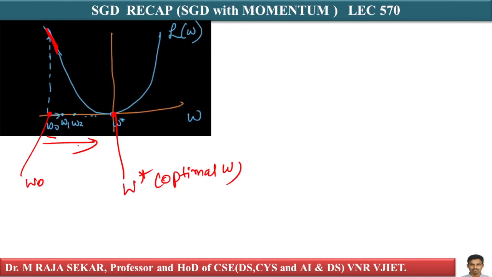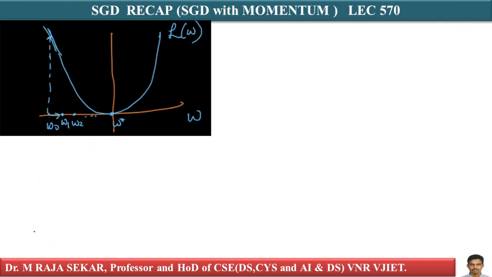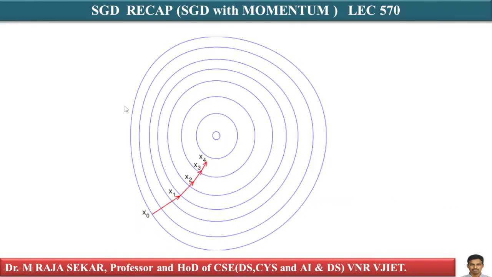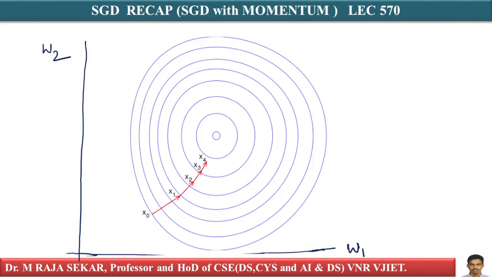Let's look at a couple of gradient diagrams. Let me go to this Wikipedia page on gradient descent. See, I typed in image search, gradient descent, Wikipedia. Let me take this particular picture. This is the picture. Let's assume W equals W1, W2, a two-dimensional weight vector.